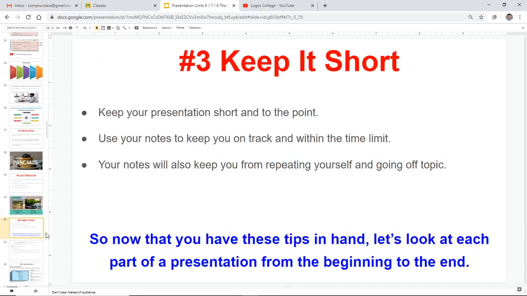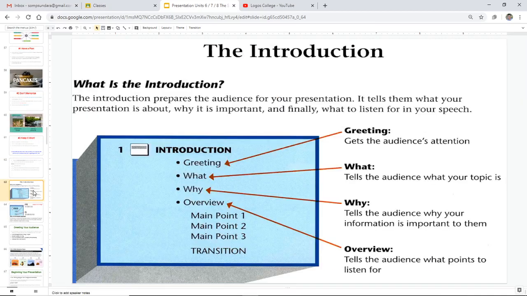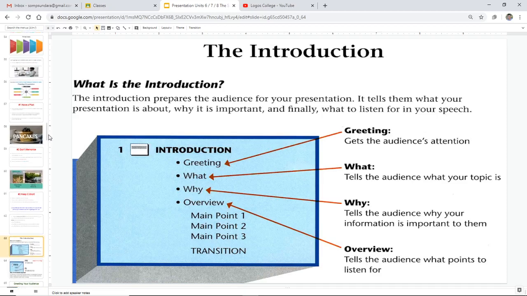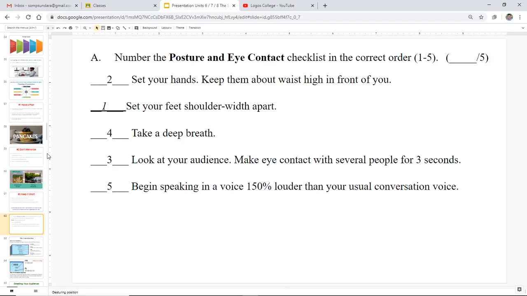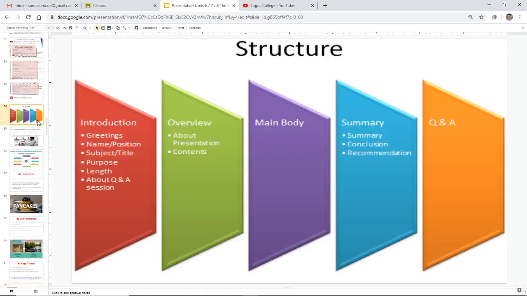All right. So now that you have these tips in hand, all right, we're going to look at each part of a presentation from beginning to end. And the first part we're going to talk about is your introduction. I'm going to save this though for the next video. Okay. So the next video, we're going to go into your introduction. This video, remember the points to remember before we go into making our presentation.